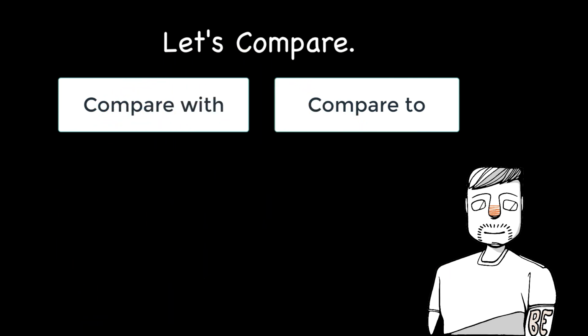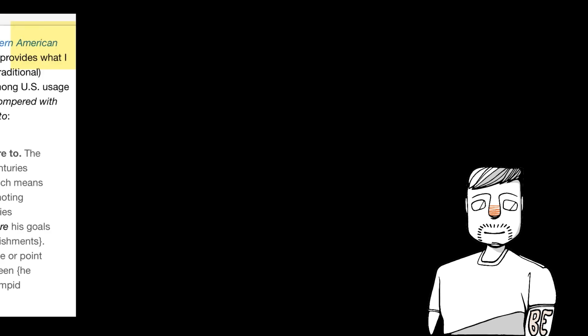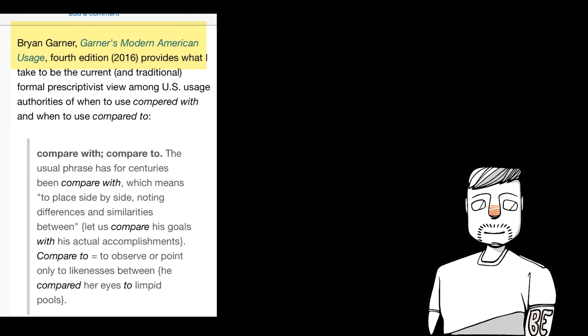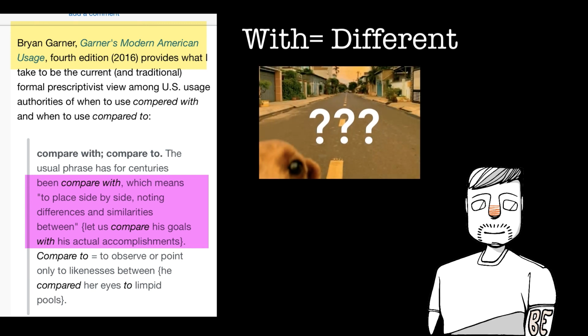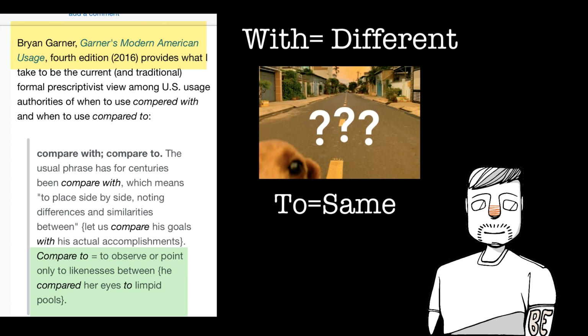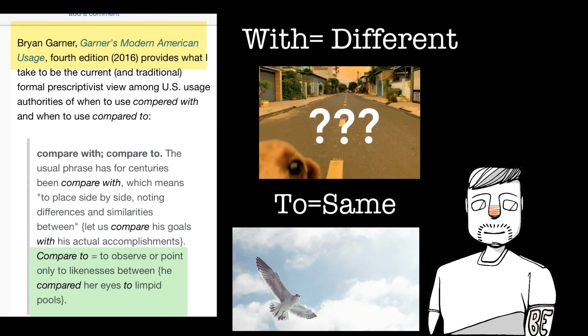Okay, let's compare compare with and compare to. What do the rules say? Here, the rules say compare with is about how things are different. To compare a dog with a fish. And compare to is about how things are the same. Songs compare freedom to flying.